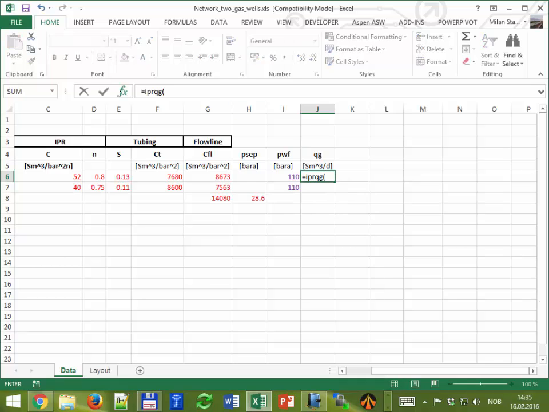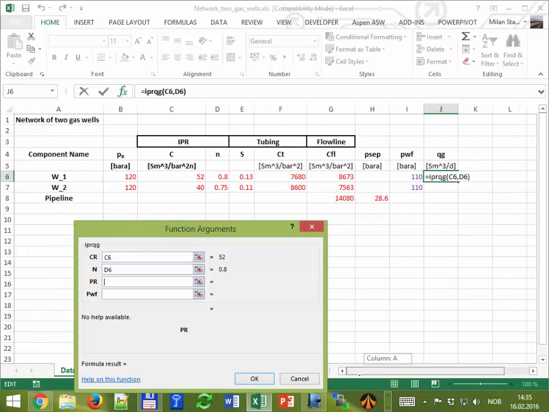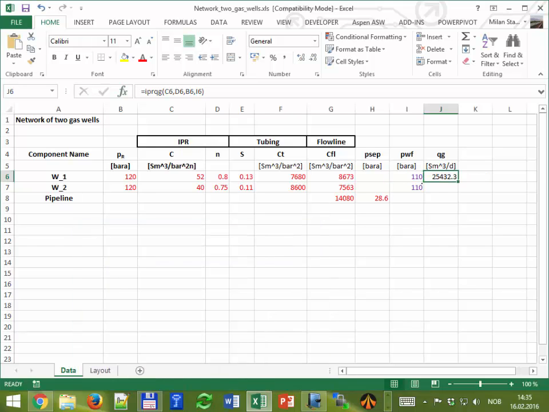I want to calculate the rate, so I say the C of the well, the N of the well, the reservoir pressure. I need that to calculate the rate, and then I need the flowing bottom hole pressure. Okay, it gives me a value of 25,000 standard cubic meters per day, which you have to tell me if that's a reasonable value or not. And then I just drag it. The nice thing is I don't have to block any cell here. I can just drag it down, and then it's going to take the properties of well 2.